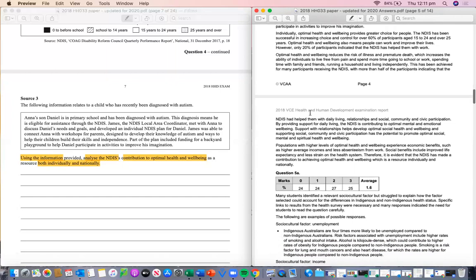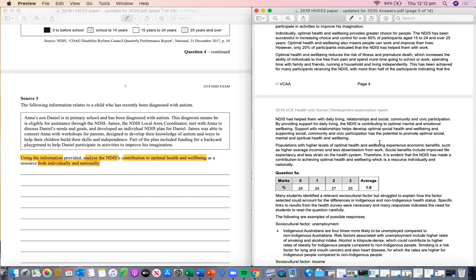Optimal health and well-being reduces the risk of illness and premature death, which increases the ability of individuals to live free from pain and spend more time going to school or work, spending time with family and friends, running a household and living independently. This has been achieved for many participants receiving the NDIS, with more than half of the participants indicating that the NDIS has helped them with their daily living, relationships and social community and civic participation.